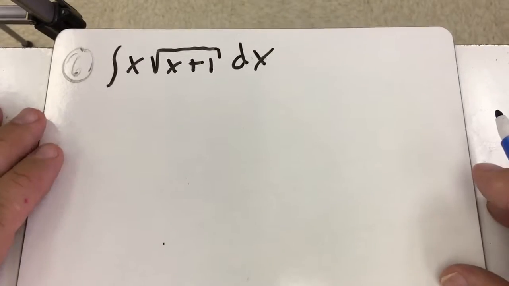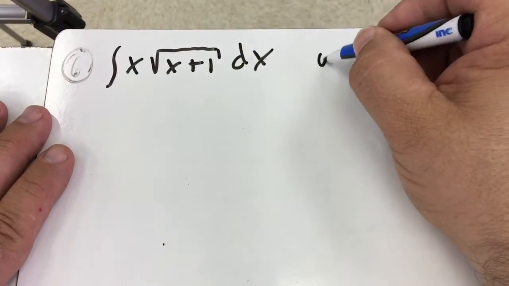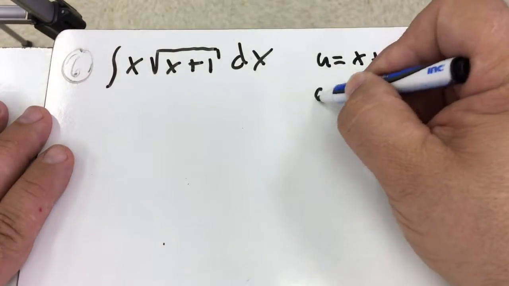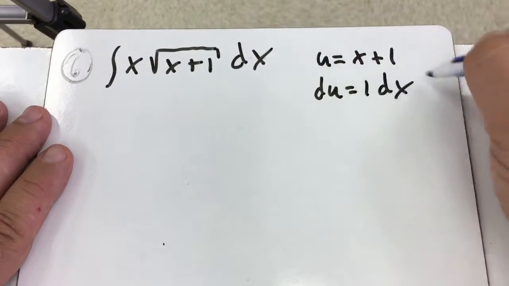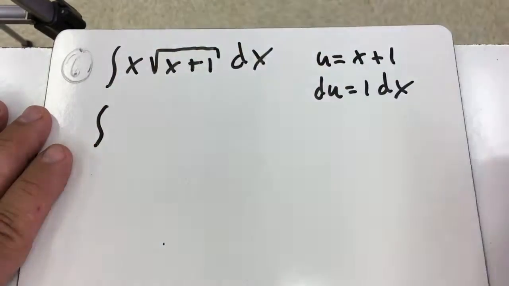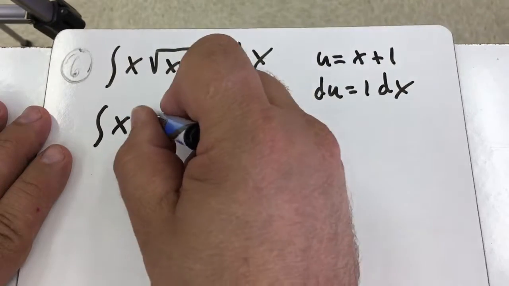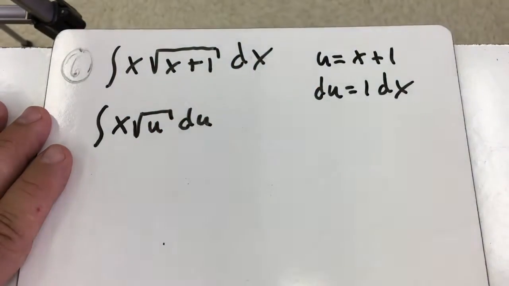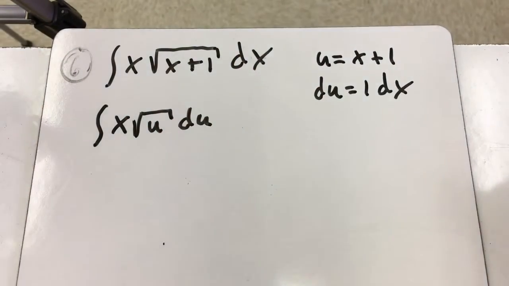Alright, this one's a little rough. What I'm going to do is let u equal x plus 1. Du is going to equal 1 dx. And nothing really goes away. And notice, the x doesn't simplify. So I'm still left with an x and a square root u in the du world. And I'm not allowed to have this x in the u world.